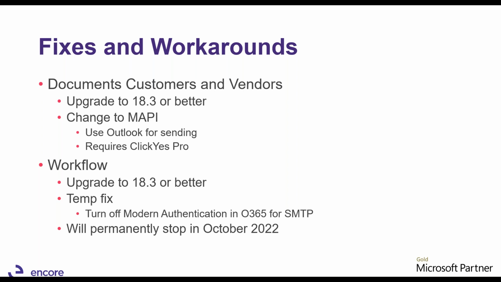Again, that's only going to work until October, when Microsoft permanently disables it. Past that, as Don mentioned, we'll have to upgrade to 18.3, or we'll have to change over to MAPI, which usually takes about 30 to 45 minutes per workstation to set up. It involves installing a 32-bit application of Microsoft Office and Outlook, and changing the system preferences from Exchange to MAPI configuration.